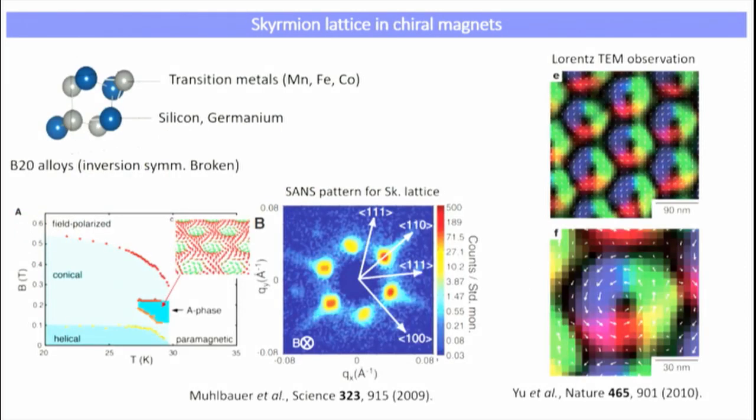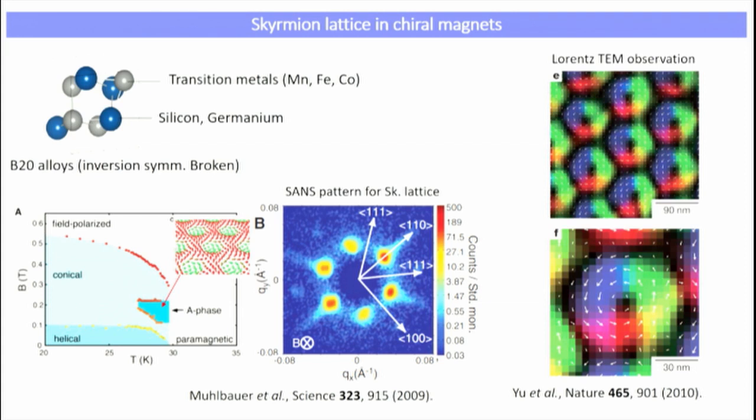This kind of topological spin soliton was first discovered in the chiral magnet. It belongs to the B20 alloys composed of a transition metal and non-magnetic silicon or germanium. The first material is manganese silicide.